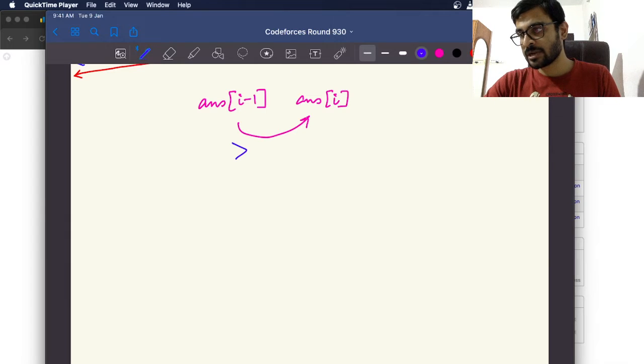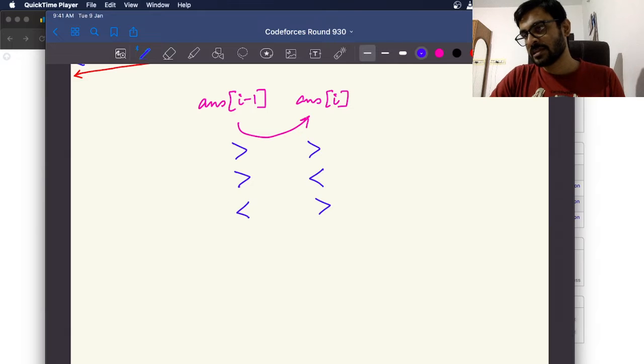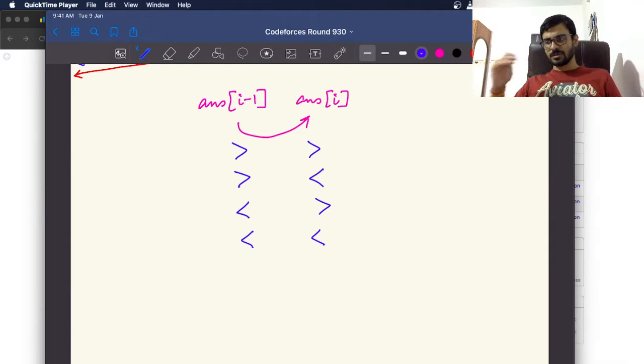One case is both are right. One case is right left. Another case is left right. Another case is left left. So you have so many cases.